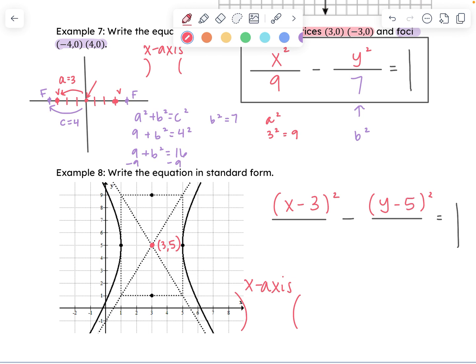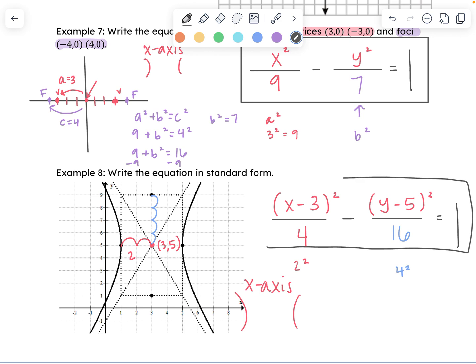Then I can count from that center to my vertex right here is 2. So I'm going to do 2 squared to go under my x, which is 4. And then I can count to my co-vertex, 1, 2, 3, 4. So 4 squared gives me the 16 that's going to go under my y part. And there is my hyperbola.